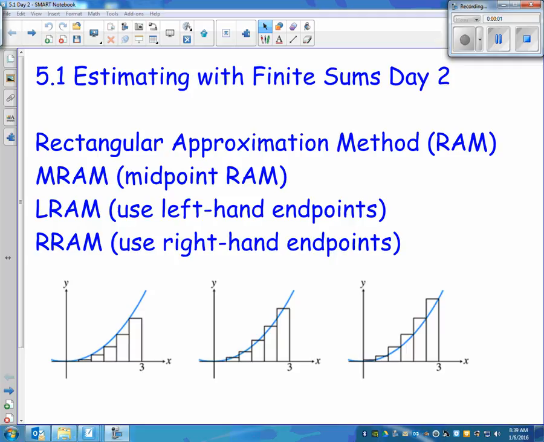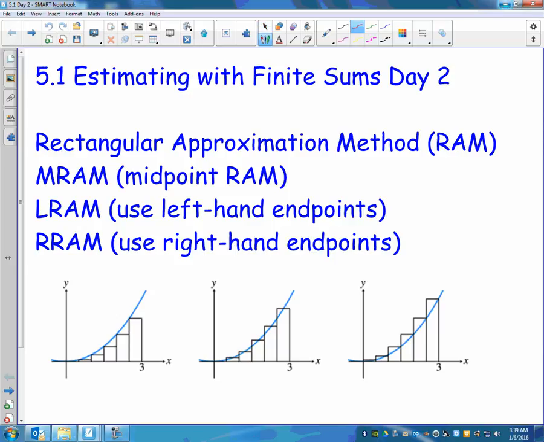Each one looks like, and we're going to use that program to help us when we do it on the program, but also you have to be able to do it by hand as well. But MRAM, the one that we did yesterday, which one of these pictures is using the midpoint of each rectangle as the height of the rectangle?